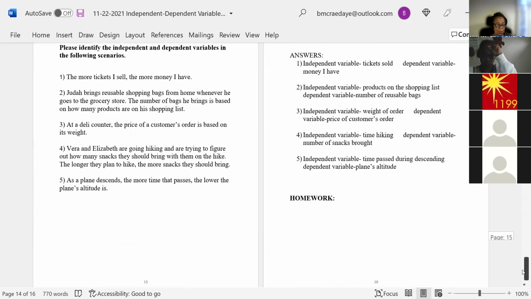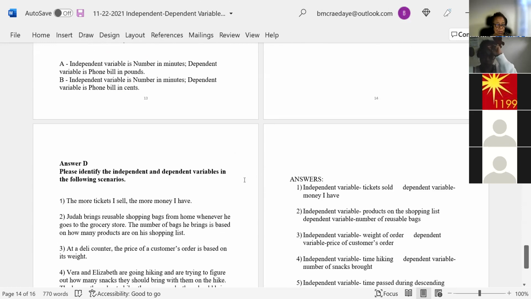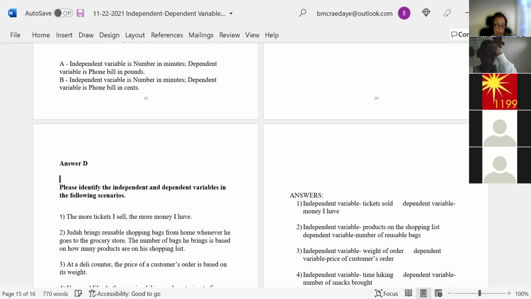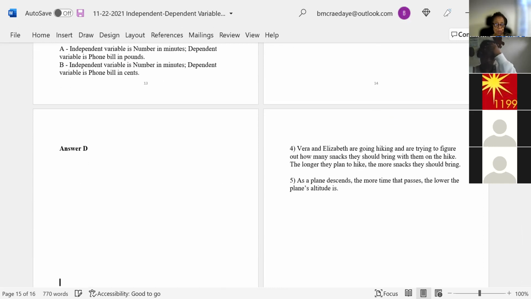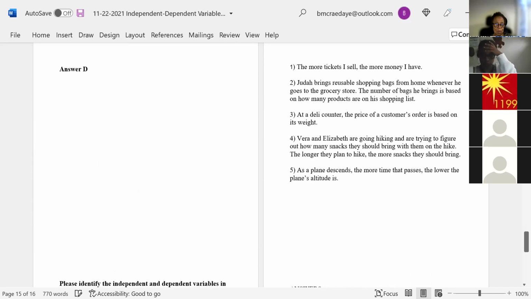All right, I have some for you to do. I have 5 here and I want you to do those. I think you have enough time to do those. I want you to tell me the independent variables and dependent variables. The first one is the more tickets I sell, the more money I have.